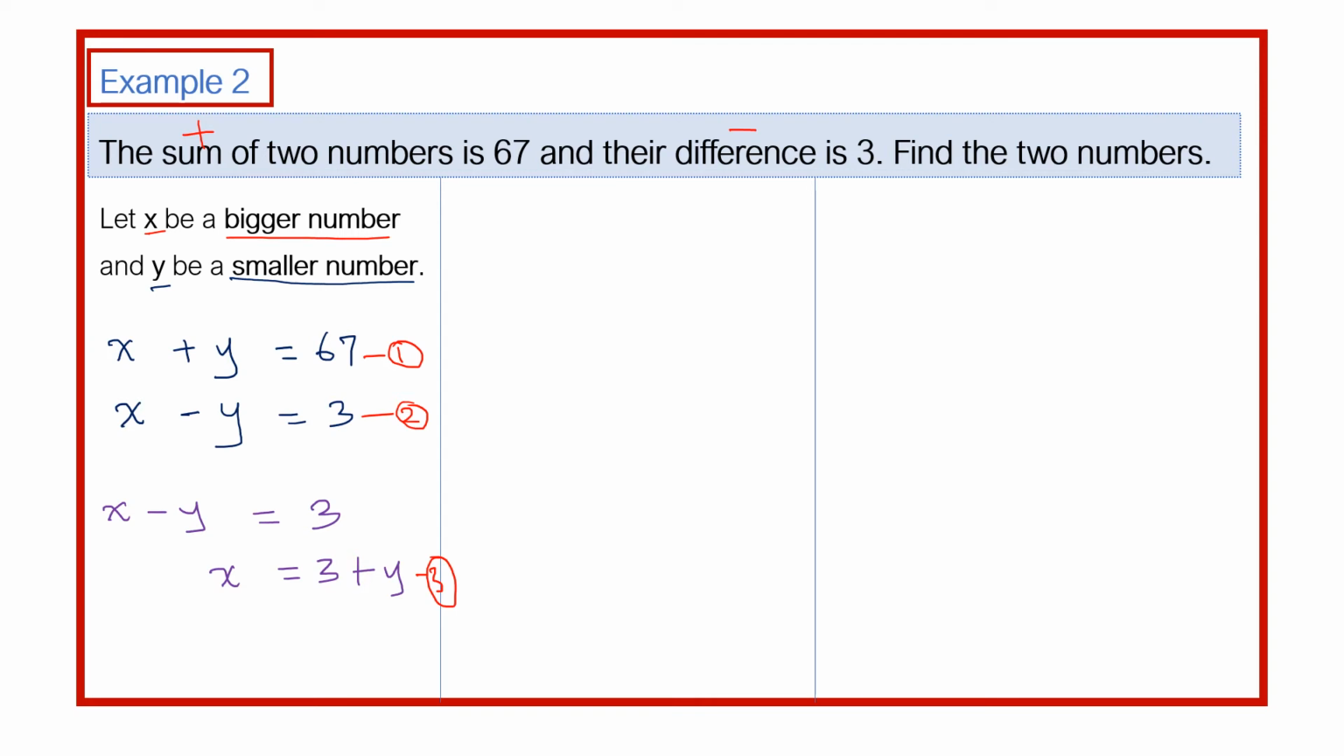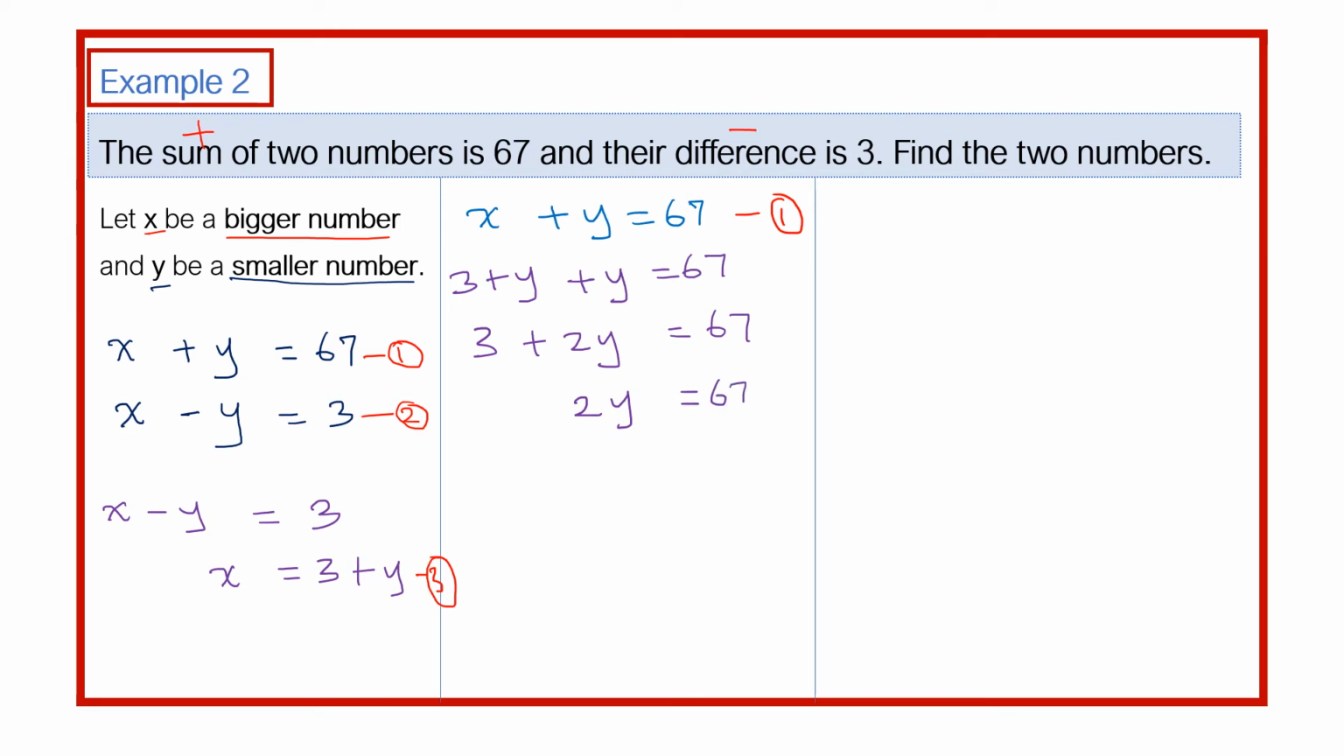Since in the first example we used elimination method, let us now try to use substitution method. So we can use equation number 2, since x minus y equals 3. It means that x equals 3 plus y. Okay? Such that we call this equation number 3. So, let us now use equation 1. x plus y equals 67.